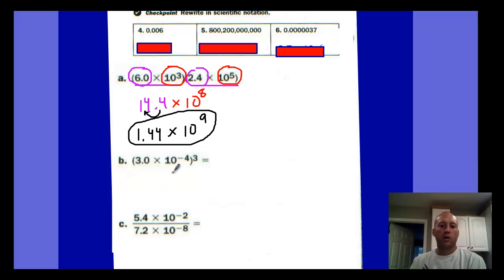So the next two problems are similar to the ones we just did, but you have to use some other kind of rules. The 3 goes to everything in here, so apply it to both. And then for C, you're actually dividing, so you divide the numbers and divide the powers. And so I'm going to have you do these two problems.